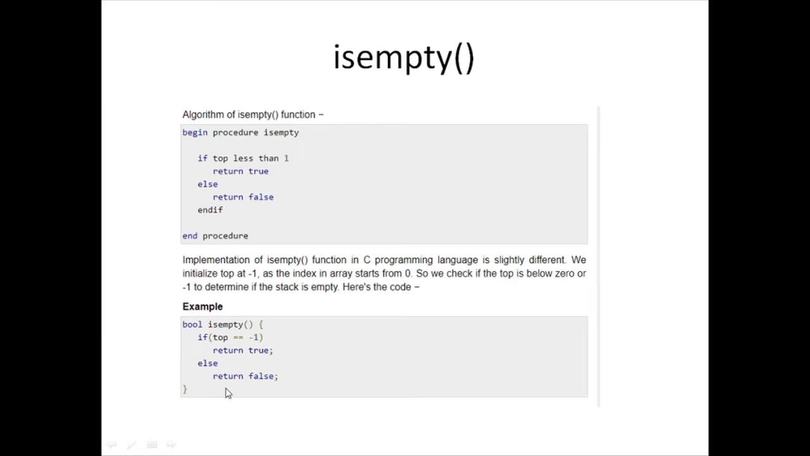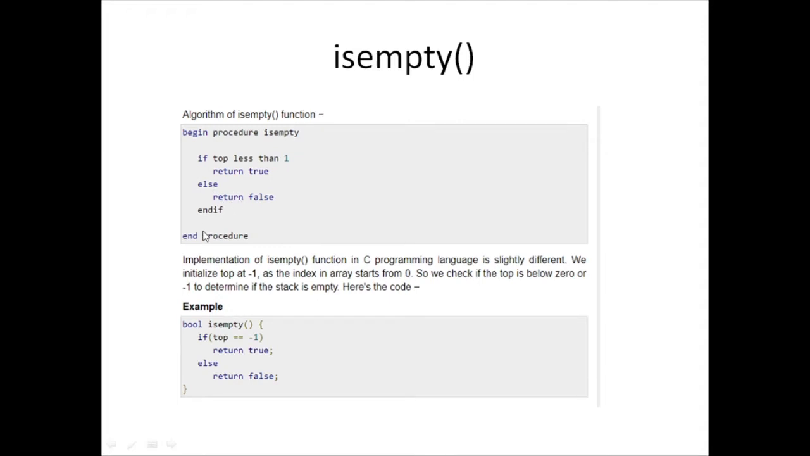It's empty. So we also have to detect if the stack is empty. So the algorithm, the procedure isEmpty: if top is less than 1. So again, the index of an array is from 0. So if the top is less than 1, then that means the array is empty. So we return true for the isEmpty function if top is less than 1.